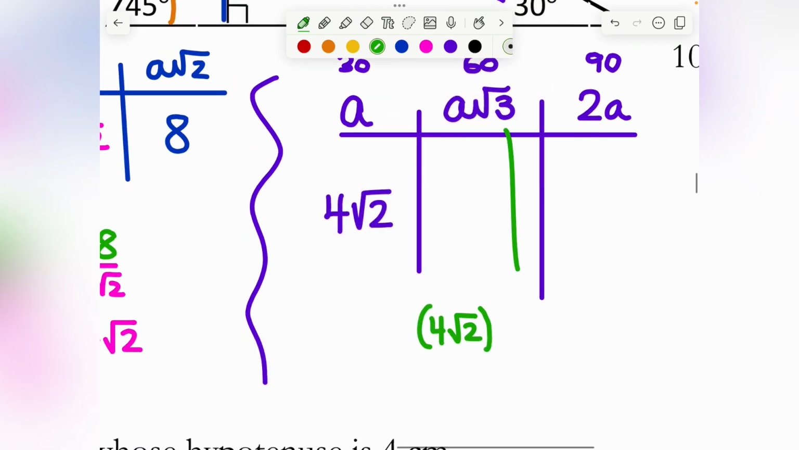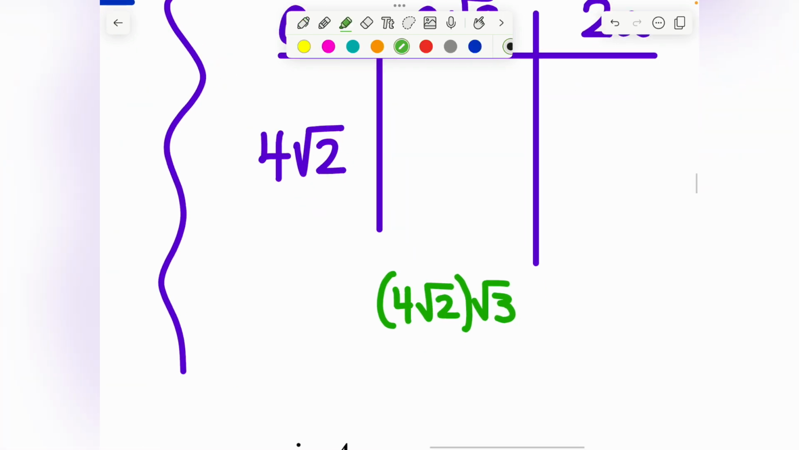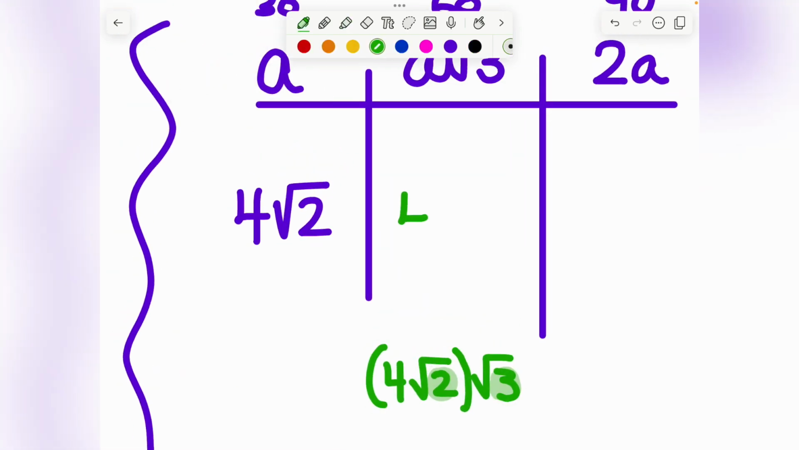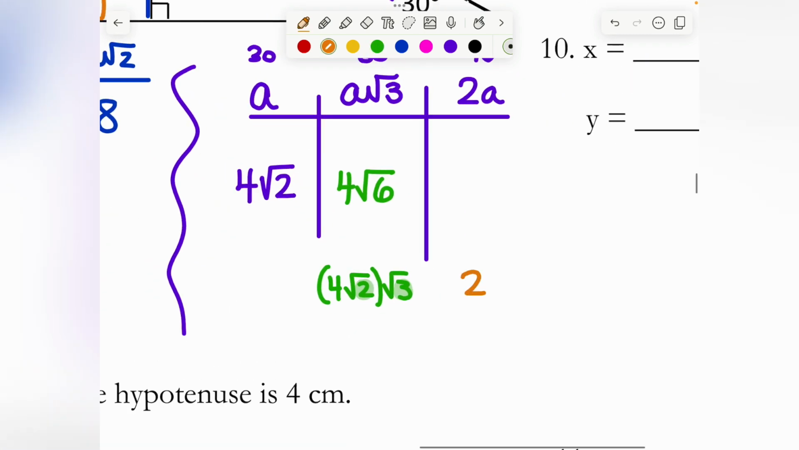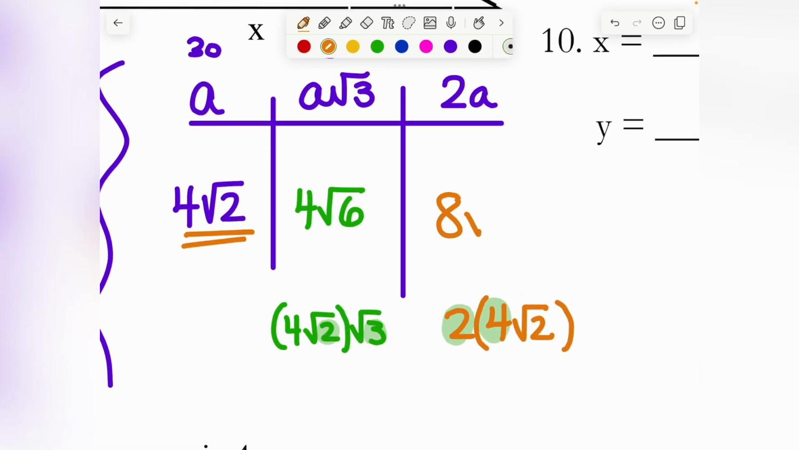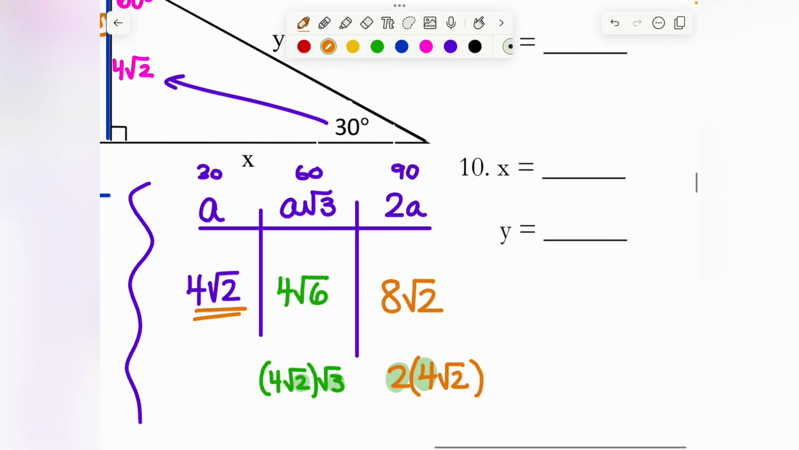All right, so for this first one, I'm just going to take the a value, which is 4 root 2, and multiply it by that root 3. And so all I can do is multiply these insides together, and in this case, it does not reduce, so this is 4 root 6. And then 2 times a, the a is 4 root 2. So in this case, this 2 and this 4 are both outside. I can multiply those together. So this is 8 root 2. And those are my answers.